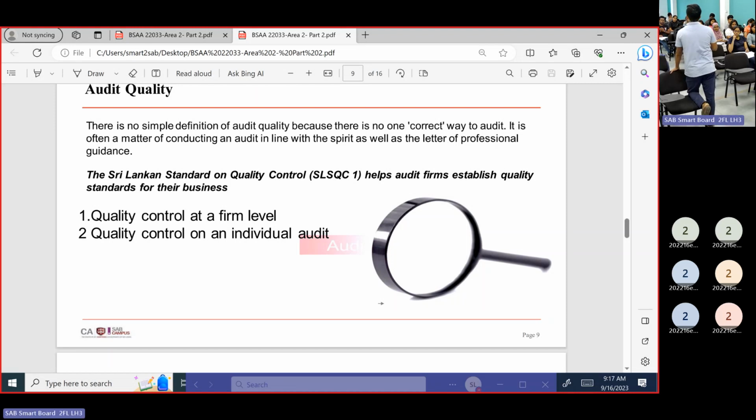Right? Ladies need separate training, and gents need separate training. Otherwise, we can't manage that. So that is a kind of firm level quality.